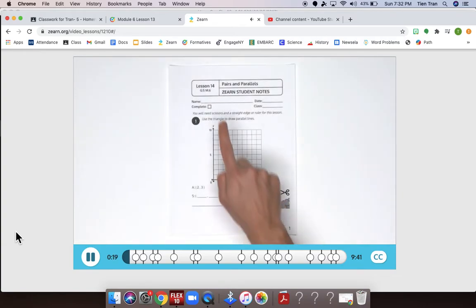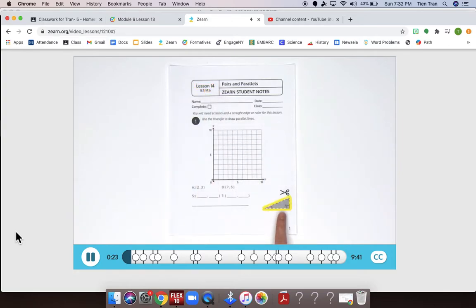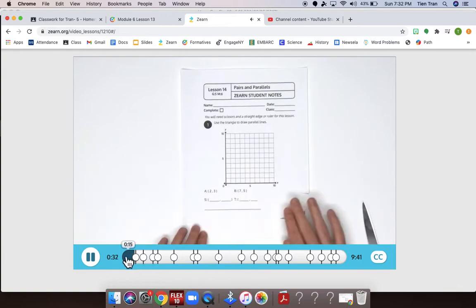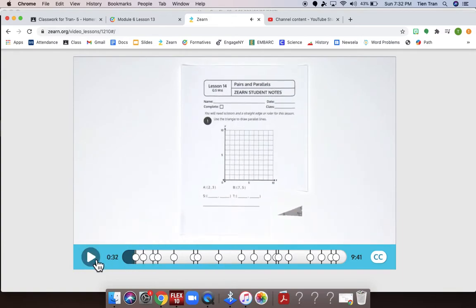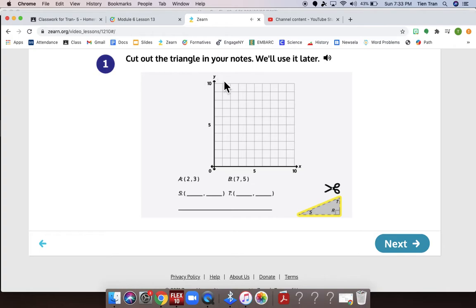Today we're working on Mission 6, Lesson 14. We'll use this triangle to help us draw line segments on the coordinate plane. Let's cut it out to prepare. So right now you guys are just watching, you are not cutting out anything, you're just watching the screen so that you can see an example, and then we're going to be jumping into our problem set. Your turn. Okay, so they asked you to cut out the triangle in your notes. You do not need to do that right now.